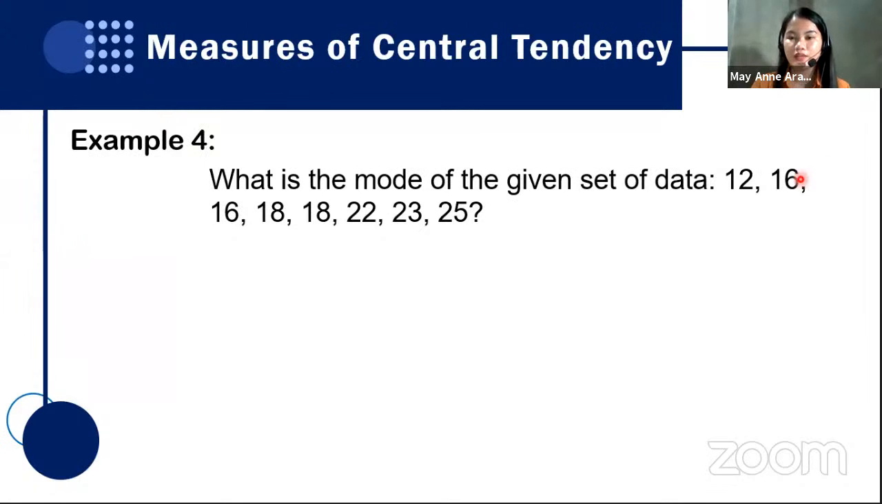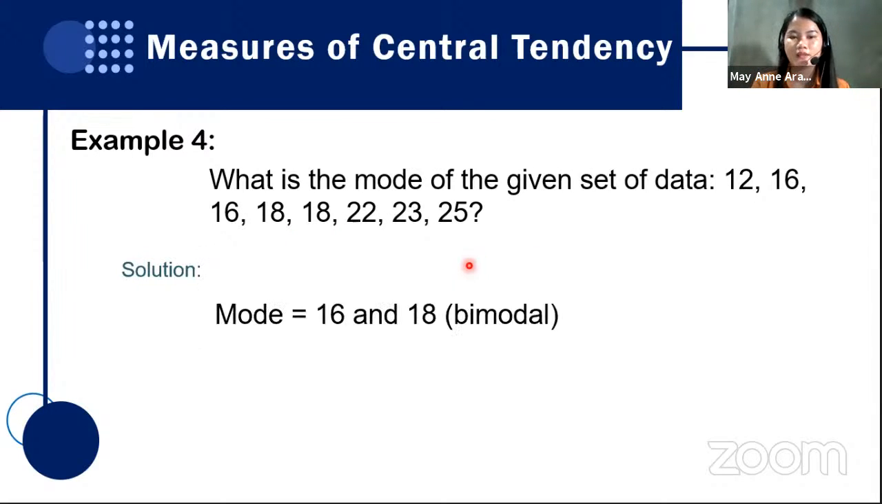Okay, for example, what is the mode of the given set of data? We have 12, 16, 16, 18, 18, 22, 23, and 25. So, alin dyan yung naulit? We have 16, twice na ulit yung 16, and same with 18. Since pareha sila ng times na naulit, there are two modes here, 16 and 18, and this set of data is called bimodal since they have two modes.